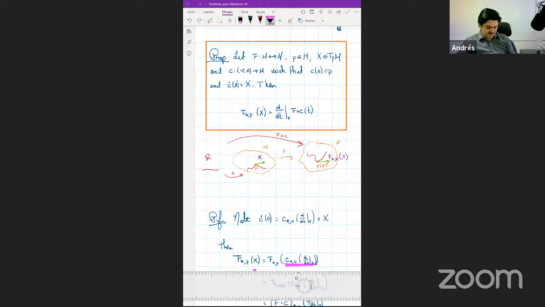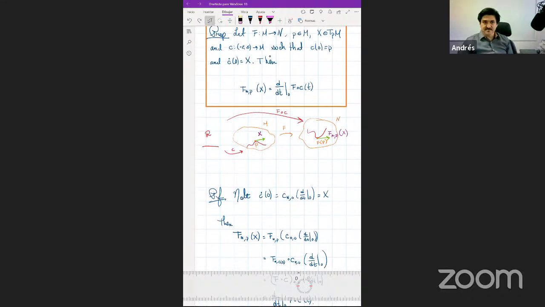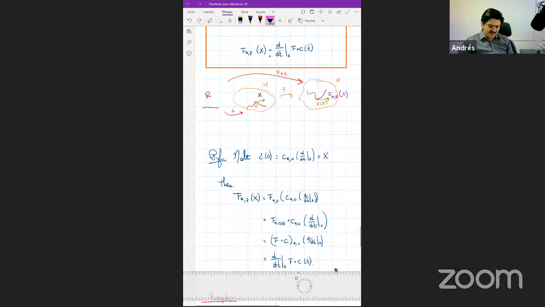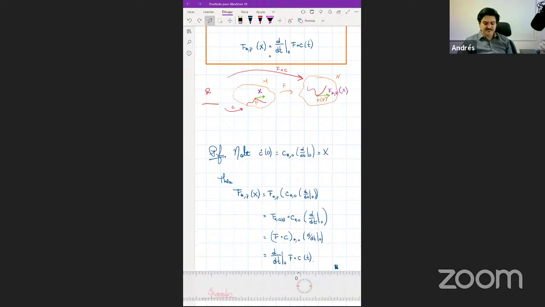And now, this is just the composition of this, as we saw a while ago. But this is precisely using the chain rule. It is this. And then use the definition of the push forward using this function. And you get this. Okay?